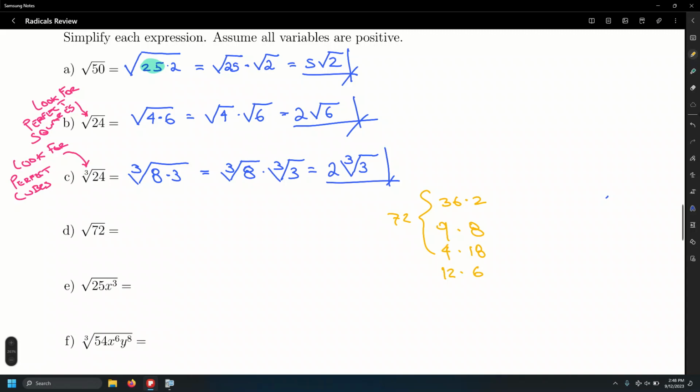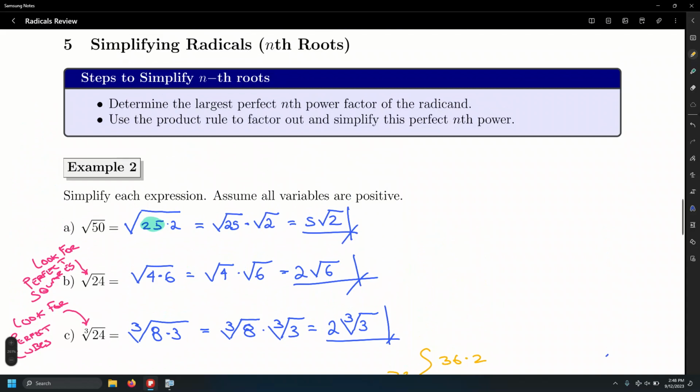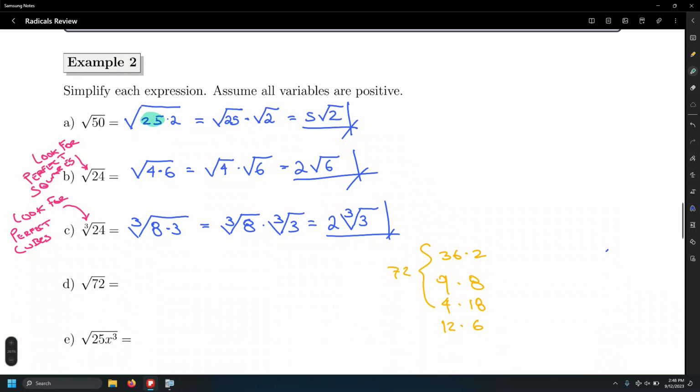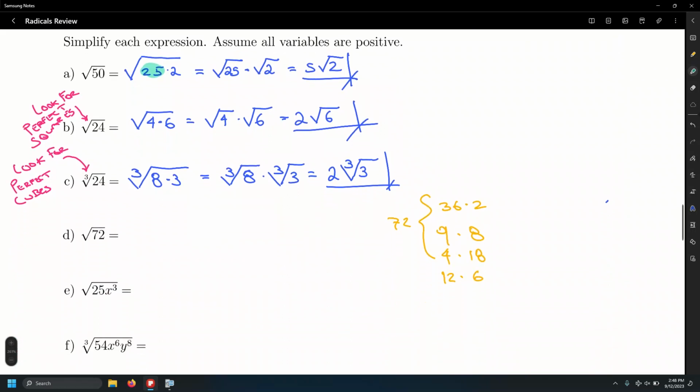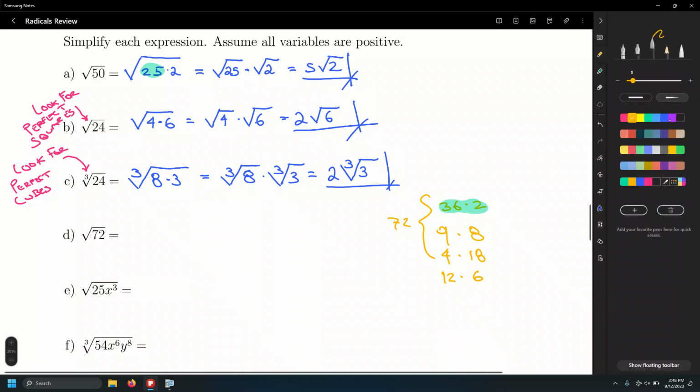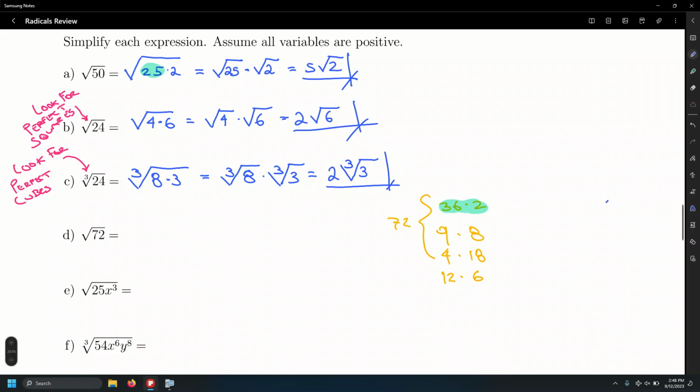Okay, let's go back to the very beginning of this. In this case, determine the largest perfect nth power. Out of all these ways to factor, yes, this is a perfect nth power, rather a perfect square. This is also a perfect square. This is also a perfect square. However, we're going to go with the first one because the largest perfect square that factors the number 72 is this 36 in here. And I'll show you why we are going to do this.